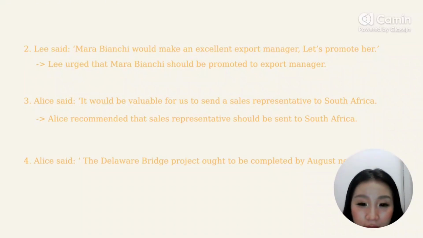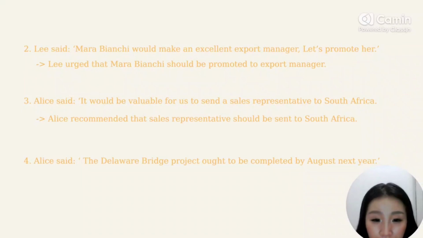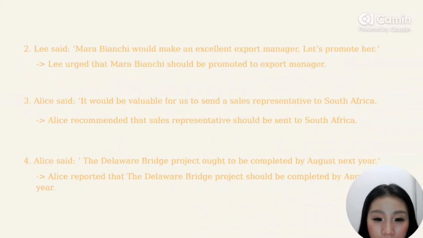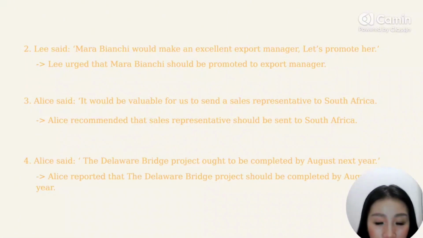Number four: Alice said the Deliver Bridge project ought to be completed by August next year. The answer is, Alice reported that the Deliver Bridge project should be completed by August next year. The number four turns out to be should be.